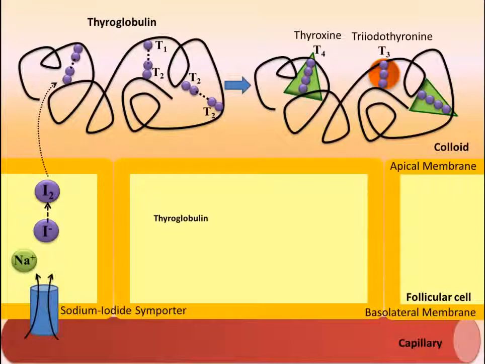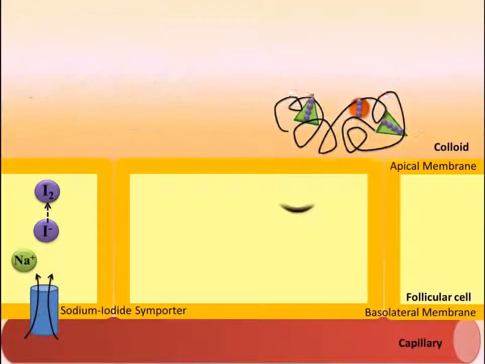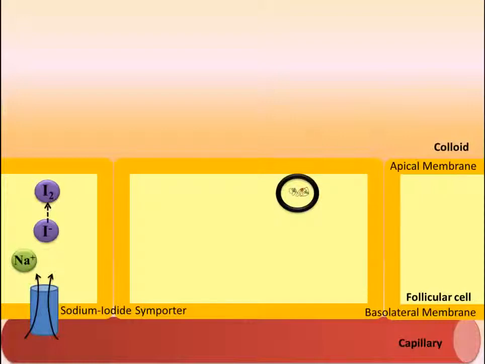In order to release the thyroid hormones into the bloodstream during times of need, thyroglobulin and its iodinated tyrosines undergo endocytosis and enter the follicular cell. This vesicle then fuses with a lysosome, forming an endolysosome. Digestive enzymes inside the lysosome break down the thyroglobulin backbone, releasing the T3 and T4. T3 and T4 then diffuse across the basolateral membrane into the bloodstream.